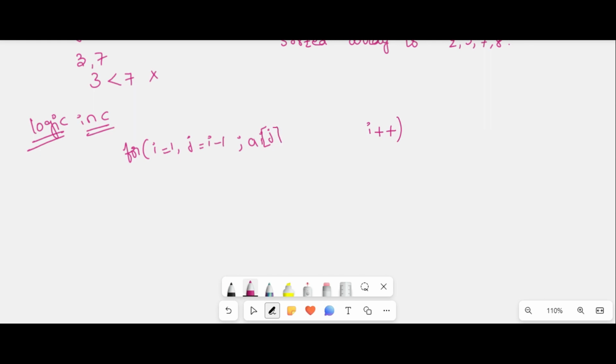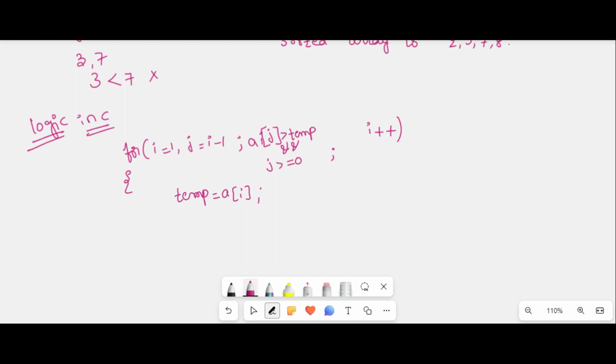So if a of j is greater than temp and j is decrementing up to 0th position only. This is the condition. Now what is temp? Temp equal to a of I.